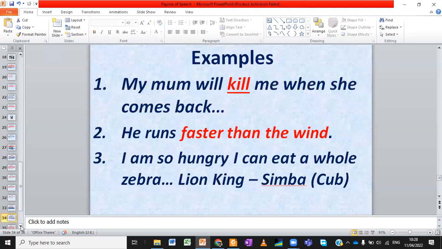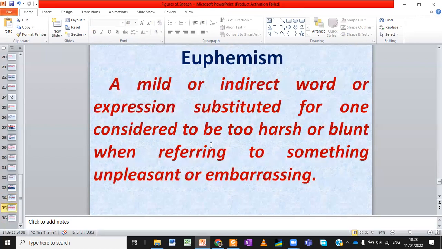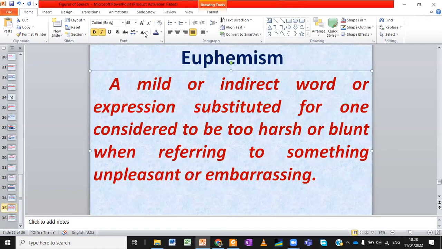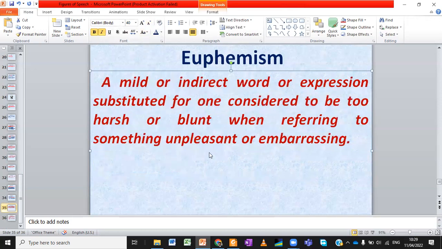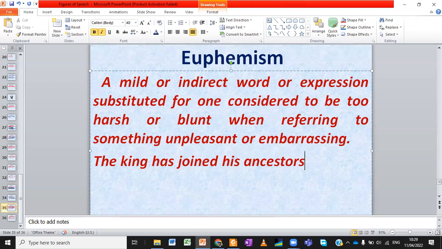Let me show you, what did I call it? Euphemism, before we are through with figures of speech. Now, euphemism is telling somebody to go to hell in a way that the person will look forward to the trip. Something that is very painful, you say it in a mild way so that the person will not be angry. So instead of saying the king is dead, you say the king has joined his ancestors.